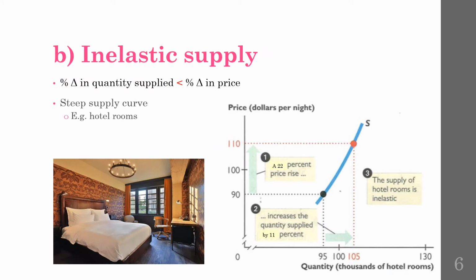Inelastic supply happens when the percentage change in quantity supplied is less than the percentage change in price. This leads to a price elasticity of supply value below 1. Inelastic supply has a very steep supply curve because quantity supplied is hard to adjust in response to price change. For example, hotel rooms.